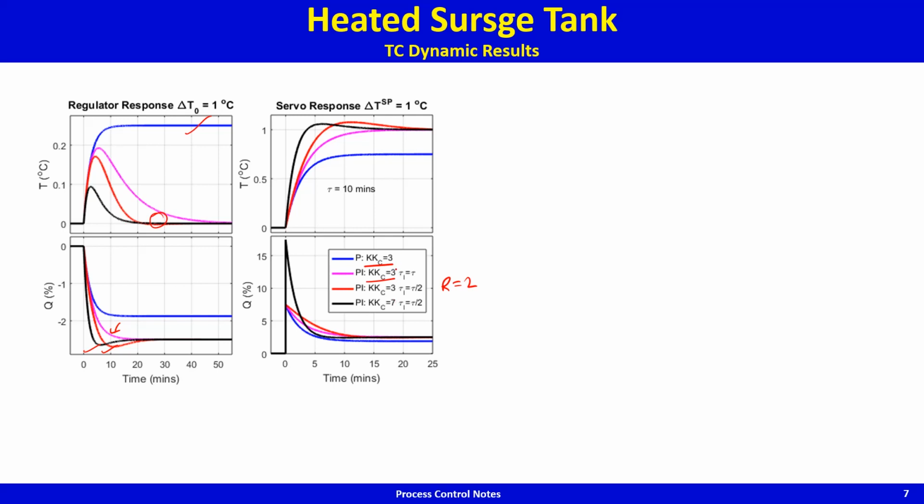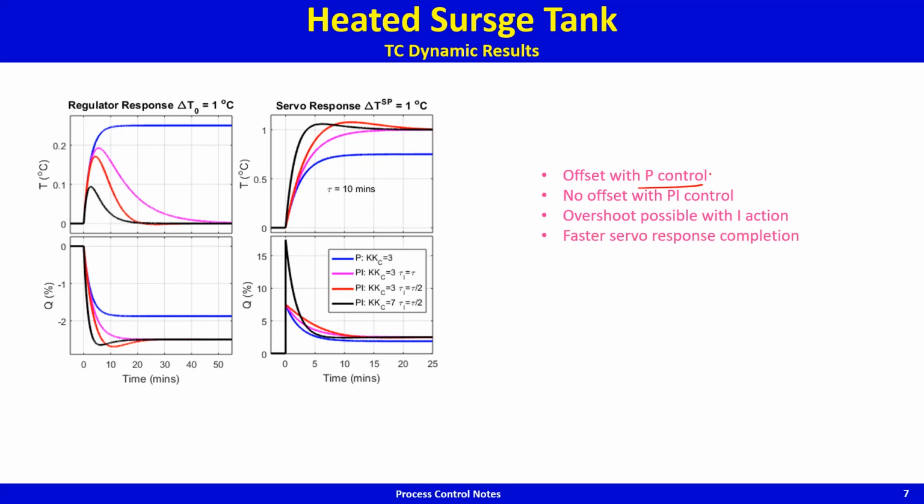And as KKc is increased, you again see that the aggressiveness of your control action increases. So the common feature is there is no offset with PI control, whereas proportional control gives you offset. Overshoot is possible with integral action. And if you look at the responses, the servo response seems to be completing faster than the regulator response, and that is because in the regulator response it takes time for the error to develop in the process variable before the controller starts really acting, whereas in a servo response, as soon as you change the set point, there is error in the controller, and therefore the controller starts acting.